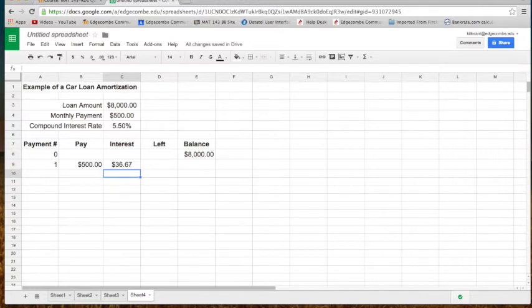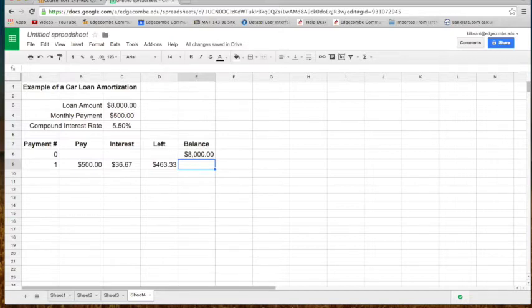So we owe the bank $36.67 for borrowing this money for 1 month. So when we make a payment of $500, the bank's going to take 36 of that away automatically. So that's what I consider my what's left over column. So it's going to be your payment minus the interest you have to give the bank. So technically, you're not reducing your loan by $500. You're only reducing your loan by $463.